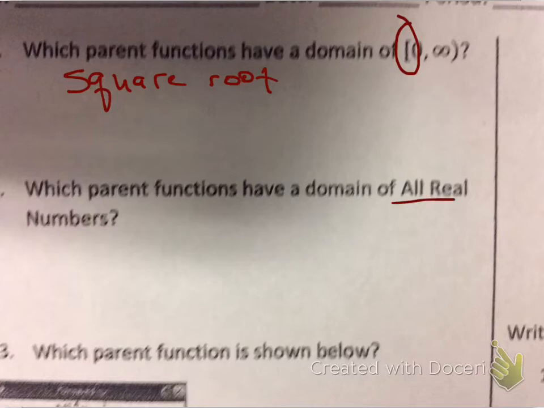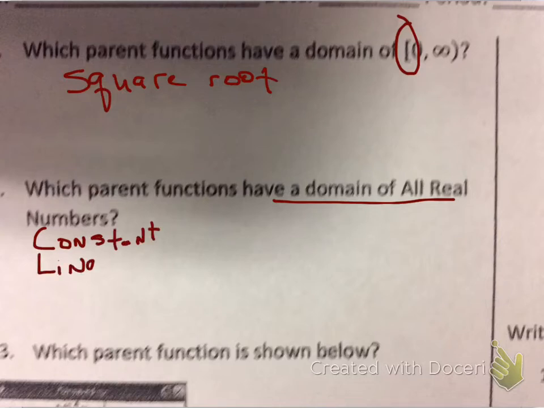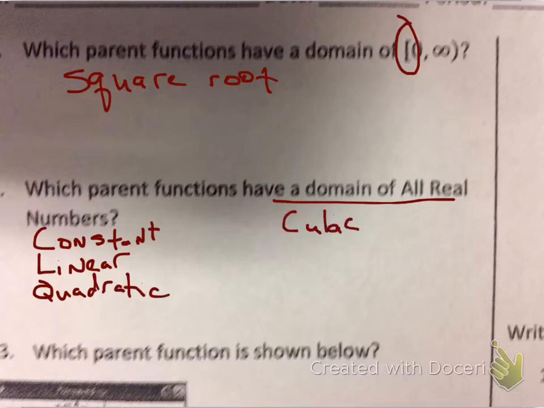Which parent functions have a domain of all real? Well, you've got your constant, which we haven't really seen too much of. You've got your linear, you've got your cubic, and your quadratic. Let's do this in order. So I'm looking at the notes as I'm doing this. Quadratic, cubic. You don't have the square root. You do have the absolute value.